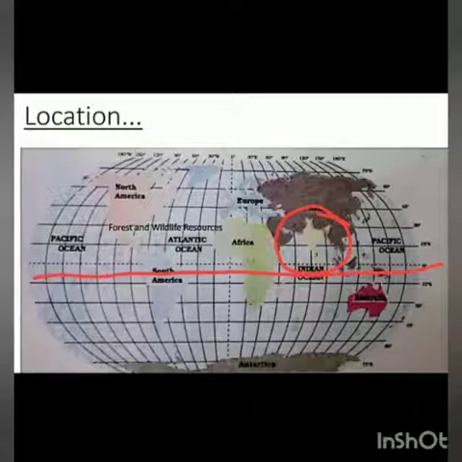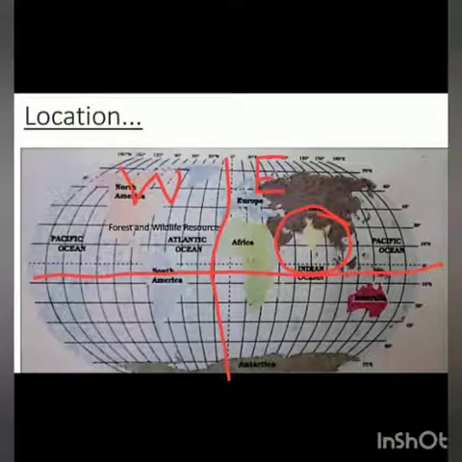Similarly, you can see this dotted line at the center of the earth. This dotted line is the prime meridian. It also divides earth into two vertical equal hemispheres, eastern hemisphere and western hemisphere. This is the western hemisphere and this is the eastern hemisphere. So where is India located? India is located entirely in the eastern hemisphere. So this is the location of India.